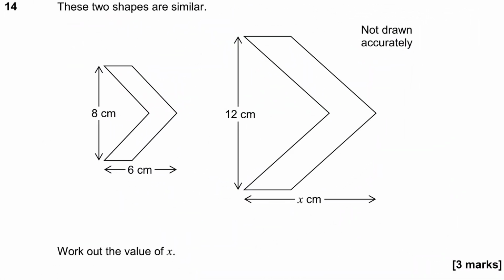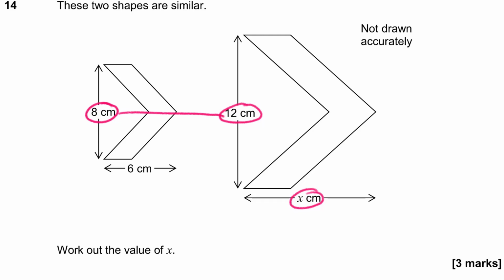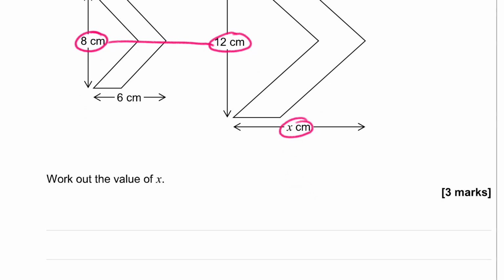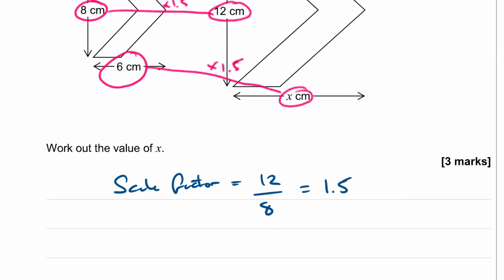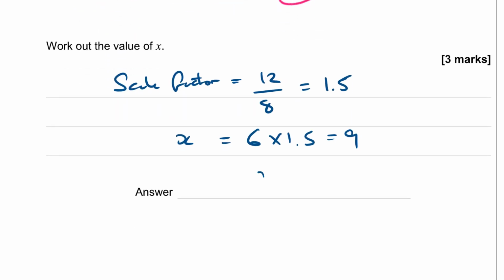In question 14, we're given 2 chevrons and we're told that they are similar, and we need to work out this value down here, this x value. Okay, so we've got a pair of sides or lengths in the diagram that go together. So 8 and 12 are the equivalent sides on those 2 diagrams, so we can use those to find out what the scale factor is. So my scale factor is going to be 12 divided by 8, which is 1.5. So going from here to here is times by 1.5. So from here to here must also be times 1.5. So then x is going to be equal to 6 times 1.5, which is equal to 9. So my answer is 9.